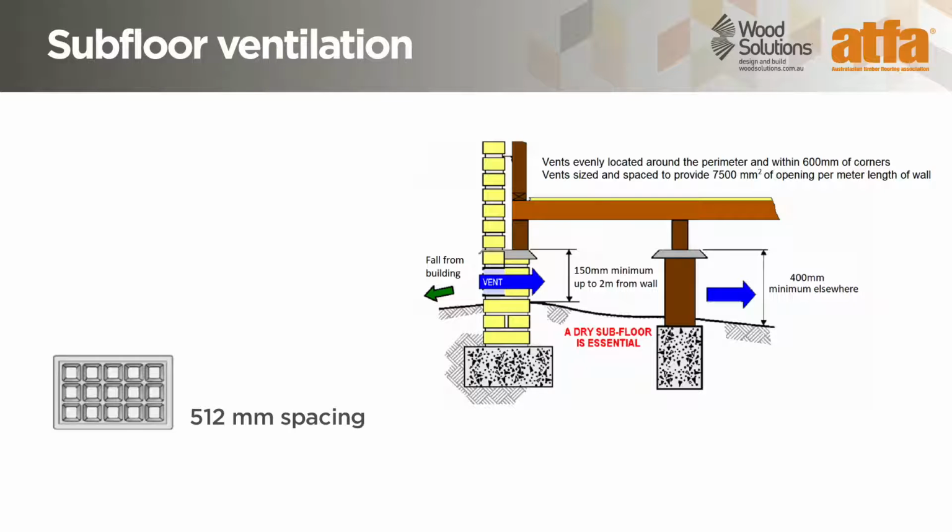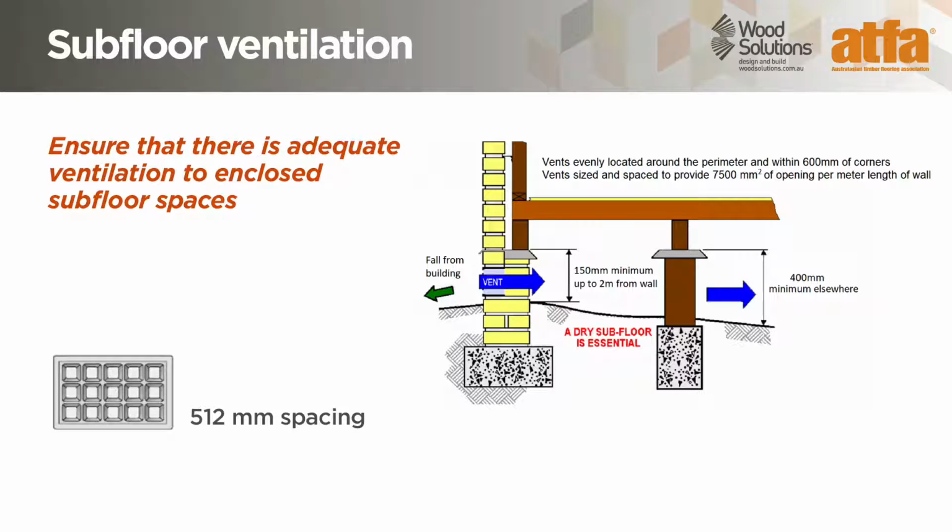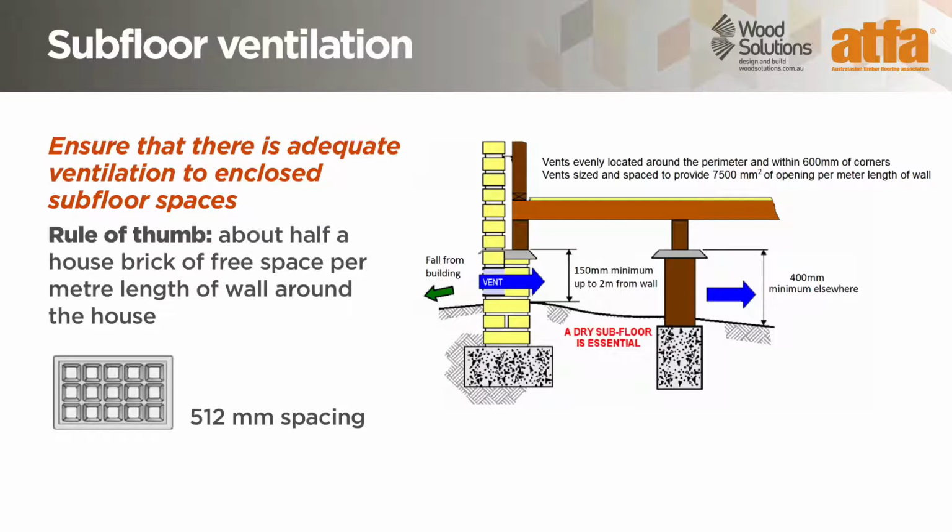Yet still, from time to time, we see new dwellings or extensions that do not meet even the minimum under the code. The NCC code requires a ventilation space of 7,500 square millimetres per square metre of wall, which may sound like a lot, but amounts to only a 75mm by 100mm open space. The general rule of thumb is to ensure that half a house brick worth of free ventilation space is left for every length of perimeter wall.